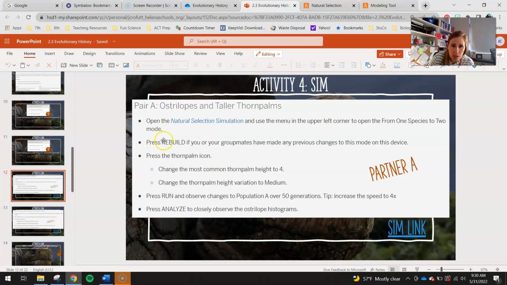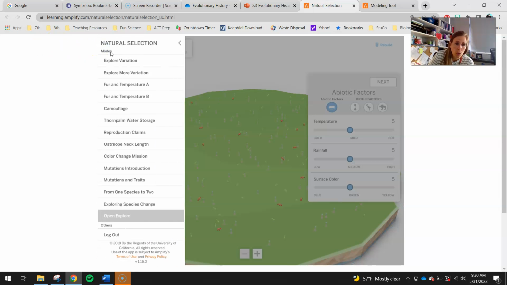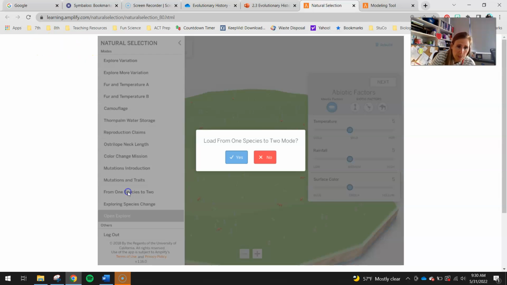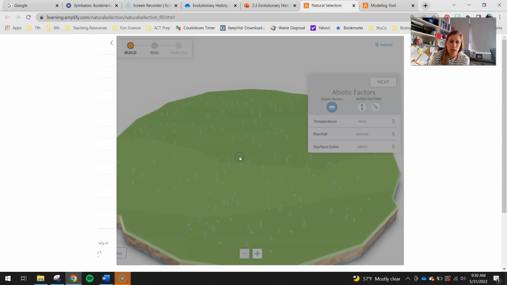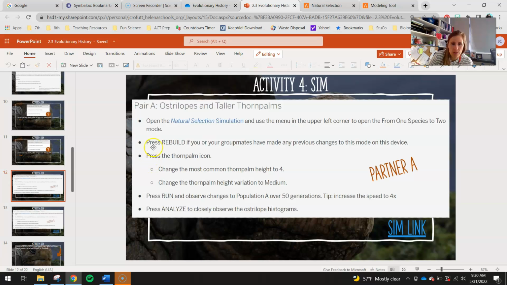And then you're going to go up into the upper left-hand corner and open the from 1 species to 2. So if we click right here, we're going to find from 1 species to 2 and load that up. Okay. And then you're going to follow the directions from here. Press rebuild if you or your group mates have made any previous changes. We're just opening it, so it shouldn't have any previous changes made.